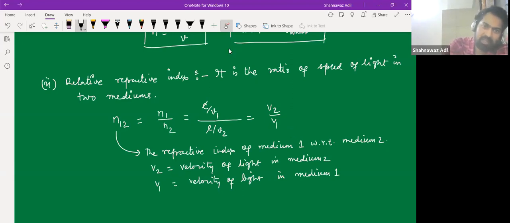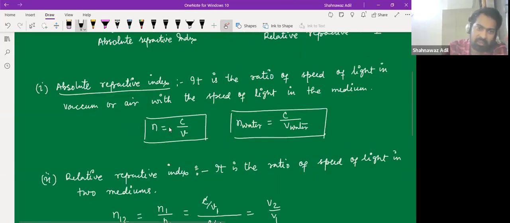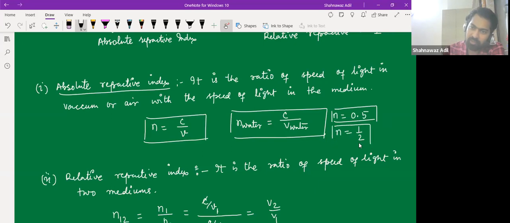You can see that if I tell you the absolute refractive index of a material is, let's say, 0.5, is this possible? What do I mean by 0.5? That is 1/2. Is this possible?